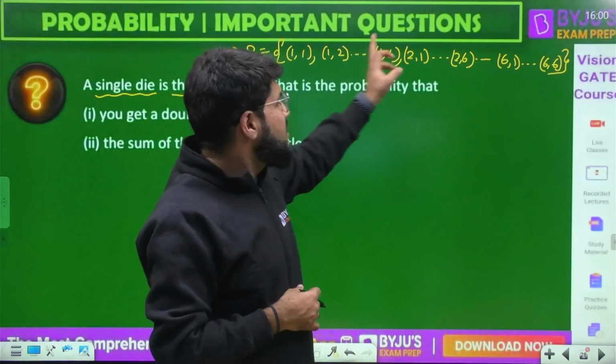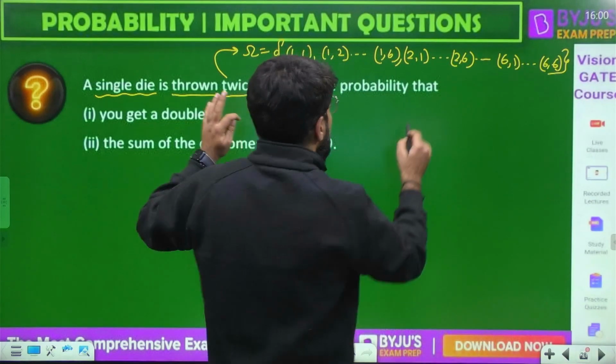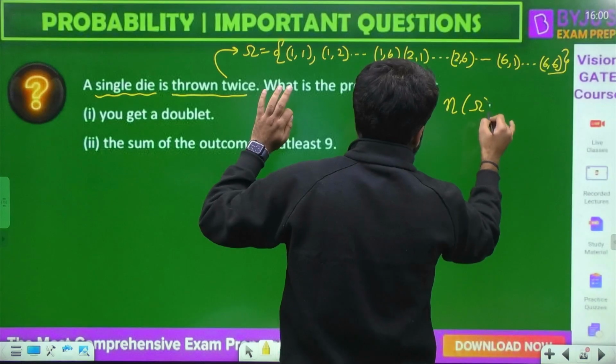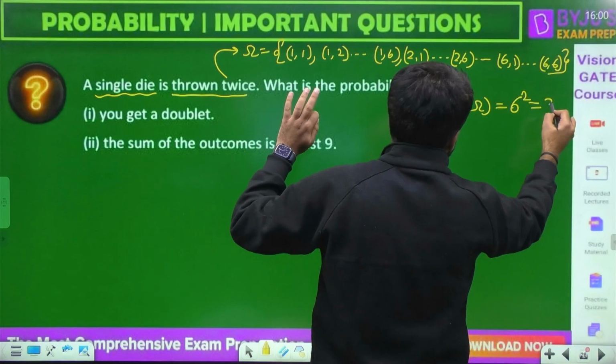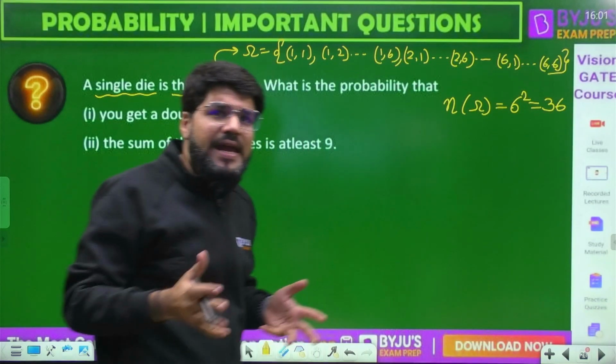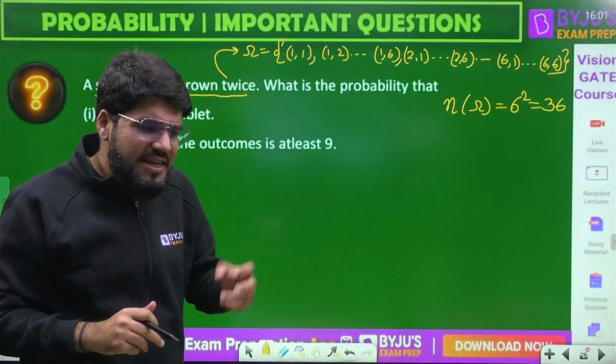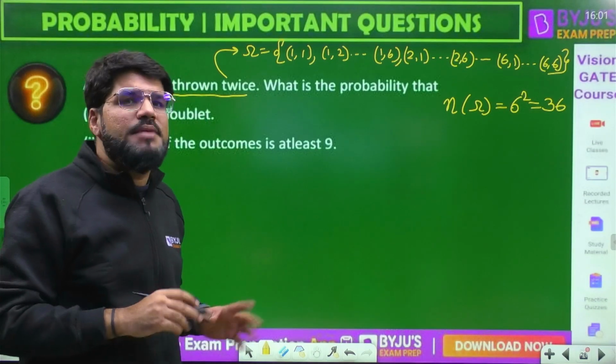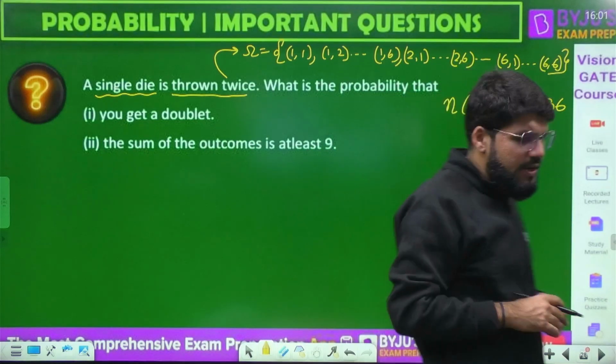So total 6, 6, 6, 6, 6, 6, 6 times. Okay, so I can say that the size of the sample space is 6 square, that is 36. If a single die is tossed n times, then the size of the sample space is 6 to the power n. You should always remember that.